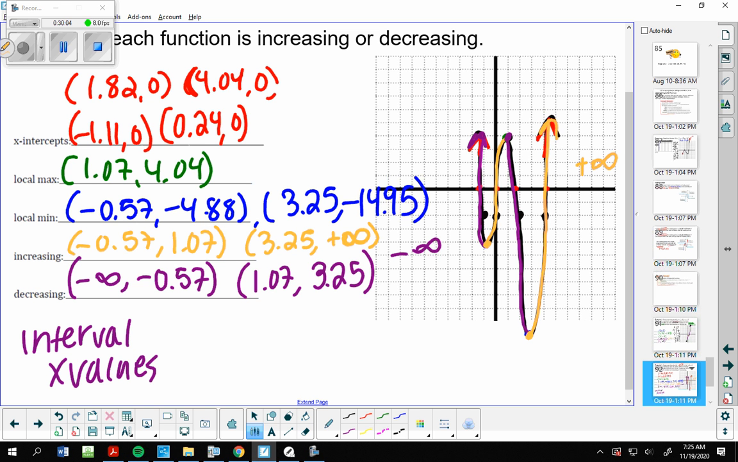Okay, so again, remember that we're talking about the x values, so that's interval notation. And like I said, the x values are always going to be the x values of our local min and max. So we started with negative infinity here, we went up to positive infinity, and then all those other values were the x values of my local min and my local max.